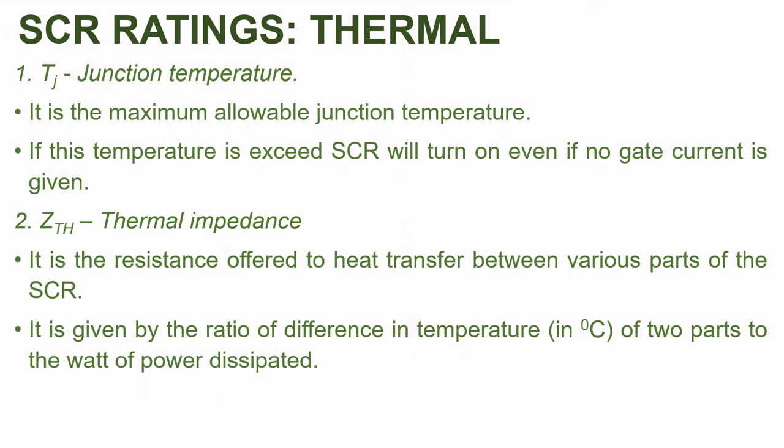Next major type of rating is thermal rating. First is junction temperature Tj. It is given as the maximum allowable junction temperature. If the temperature is exceeded, then SCR will turn on even if no gate signal is given. This we have seen in the thermal triggering of SCR.